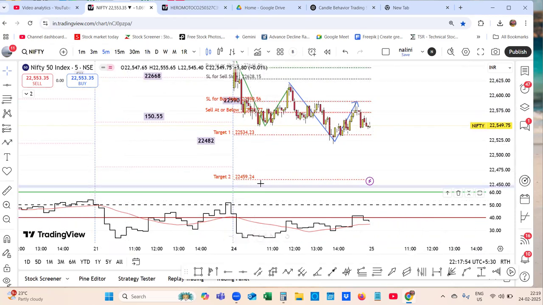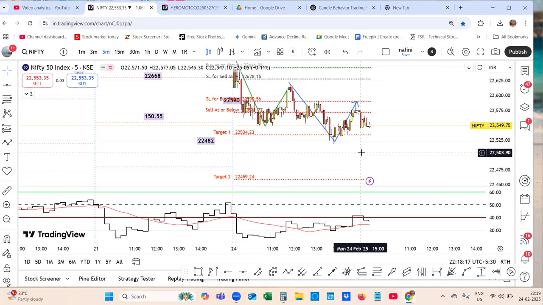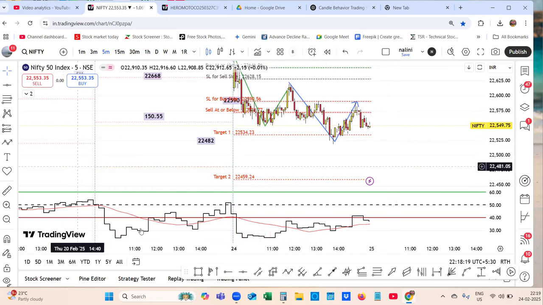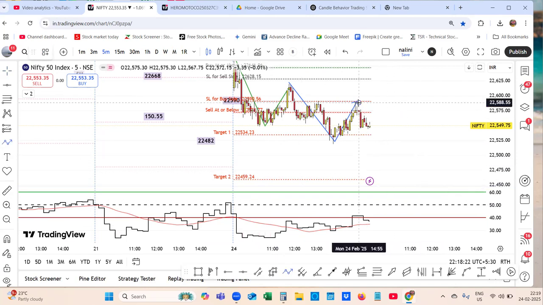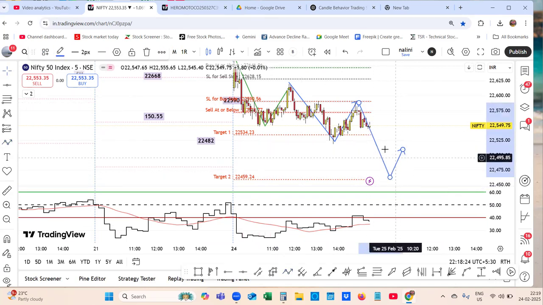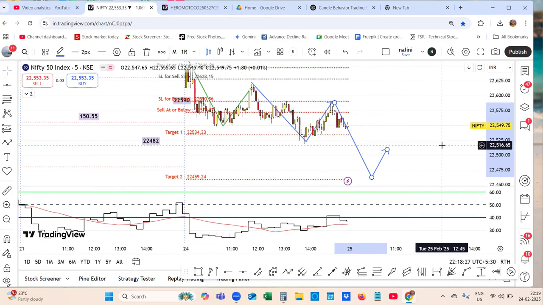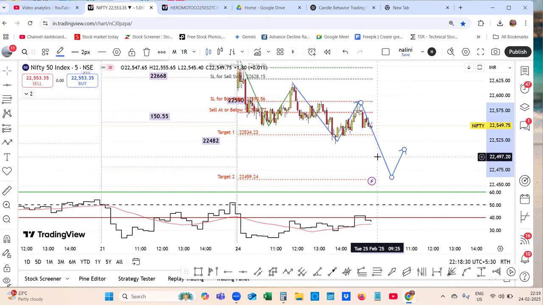The final target we got from the Fib calculation was 22,482, and even the Gann angle level we are getting is 22,459. Suppose tomorrow the market comes to this level, 22,482 to 459, and it gives a turnaround. Then if the Gann angles suggest going long, you can go long in the market.